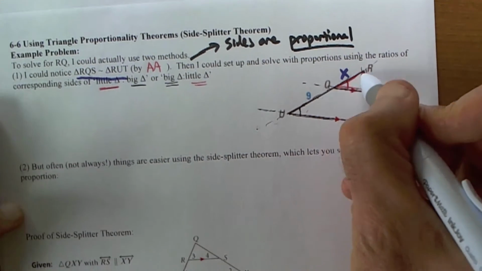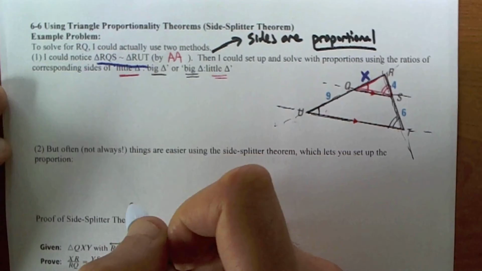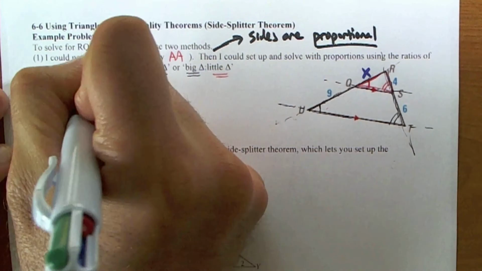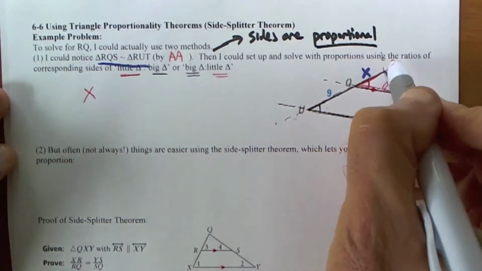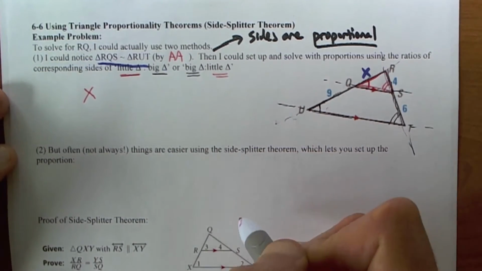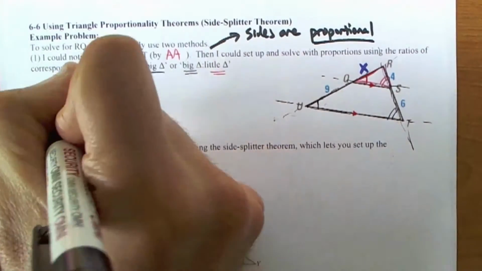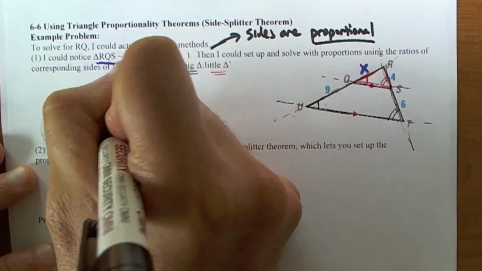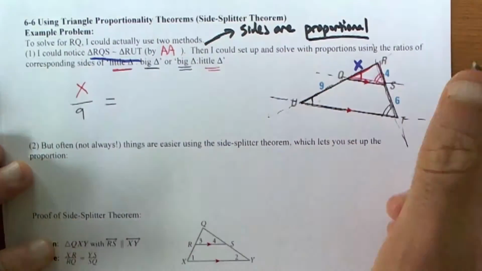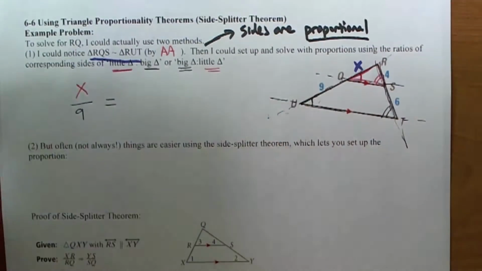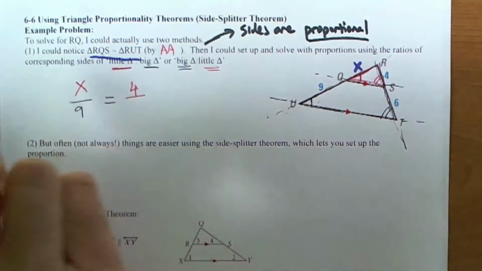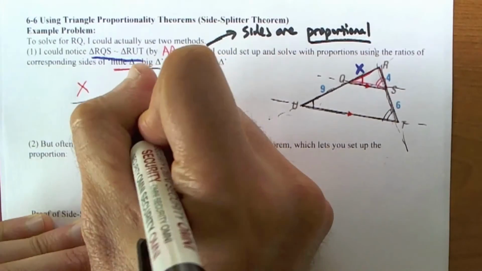Let me do that. So X is the little red one. I'm actually going to make a mistake as I set up this proportion. See if you can spot it. So little red triangle side is X. The big black triangle side is 9. So X to 9 is the same ratio as 4 is to, the whole thing is 10.